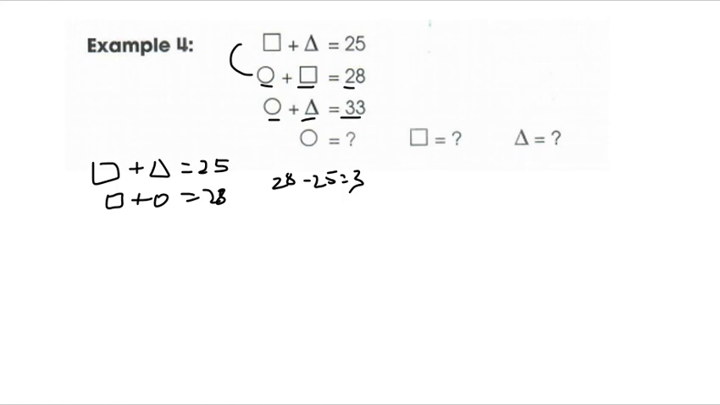So now we know that the circle is 3 more than the triangle. So the circle is 3 more than the triangle, because we know that the square is constant and this value is 28 and the square plus triangle is 25, and 28 is 3 greater than 25.